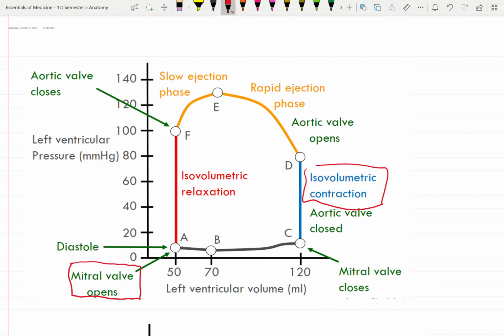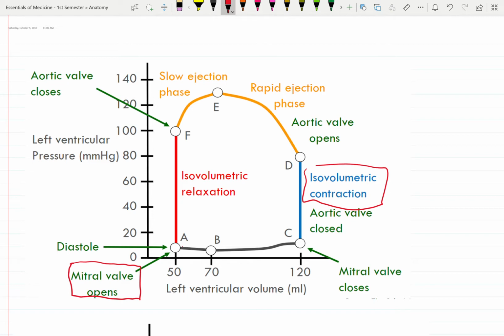So imagine the heart starts to contract, but it still hasn't exceeded the pressure of the aortic valve. Therefore, still no change in volume. In other words, the blood will not go anywhere. So we're at point D, where we said that the aortic valve will open once the ventricular pressure exceeds the aortic pressure. So once the ventricular pressure on the left side of the heart exceeds the aortic pressure, the aortic valve will open.